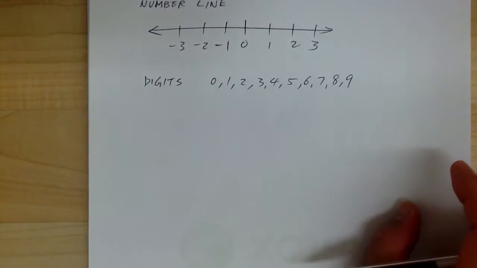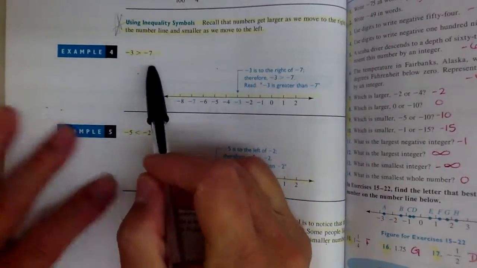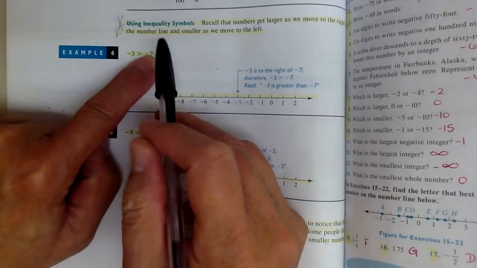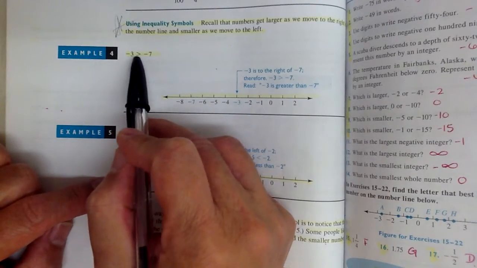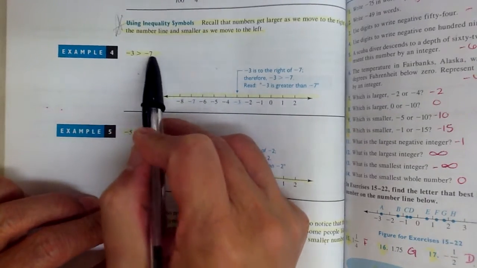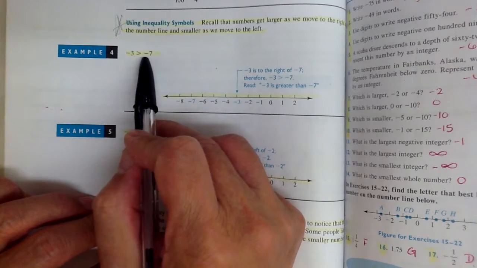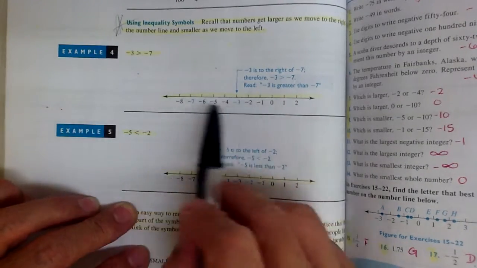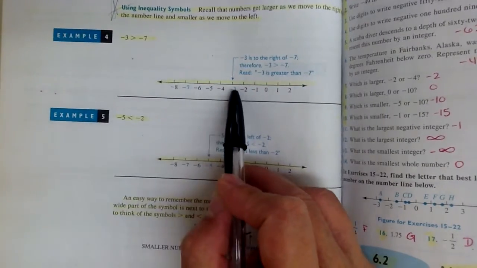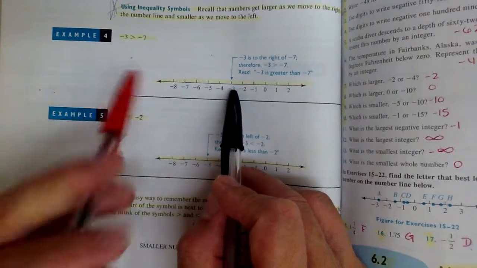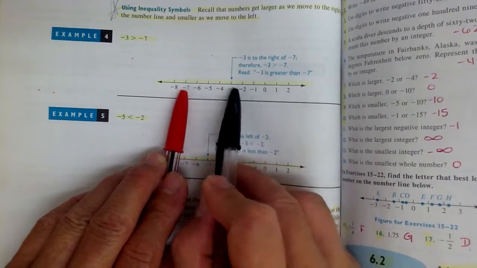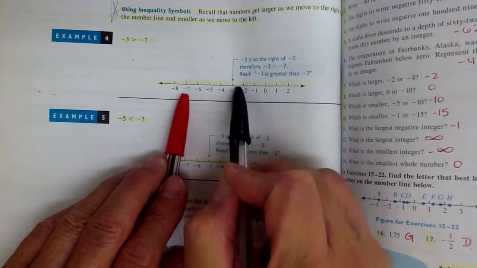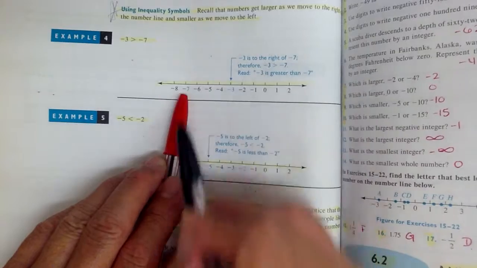And let's go to example 4. Okay, let's go and use the book. It's easier this way. So example 4, the way to read this is -3 is greater than -7. Even though this number is bigger, it's more negative. So when it's more negative, it means it's less. Over here, if you look at the number line, here's your -3, and here's your -7. See that? So this is bigger, right? Because it's more to the right. So -3 is greater than -7.